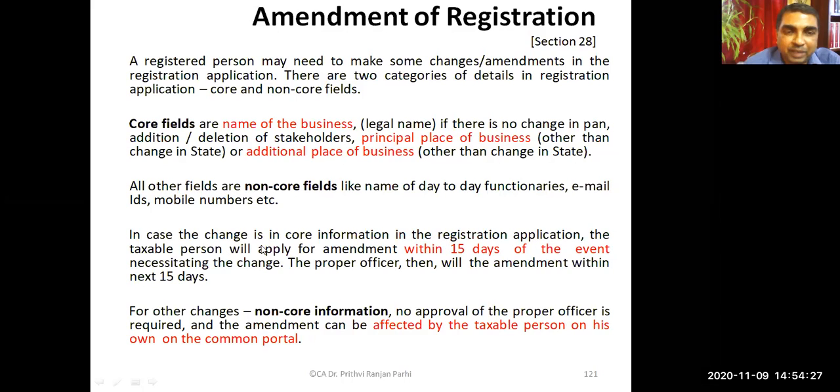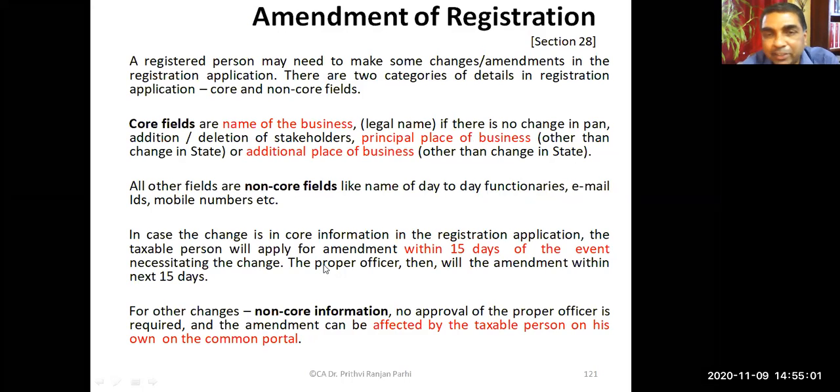The taxable person has to apply for amendment within 15 days of the event necessitating the changes. Suppose the place of business got changed, or the name of the business got changed, or an additional place of business was added. In all these cases, within 15 days of the event, that person has to apply, and the proper officer will make the amendment within the next 15 days.